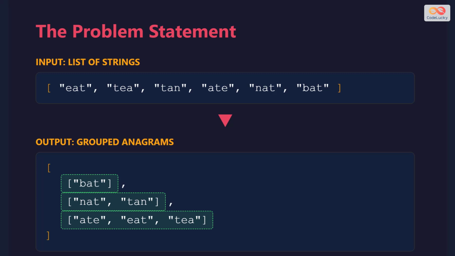Here is the problem statement. We are given an array of strings as input. Our task is to group the anagrams together. For instance, if we receive eat, tea, tan, ate, gnat, and bat, we need to return a list of lists. One group will contain bat, another will contain gnat and tan, and the third will contain ate, eat, and tea.